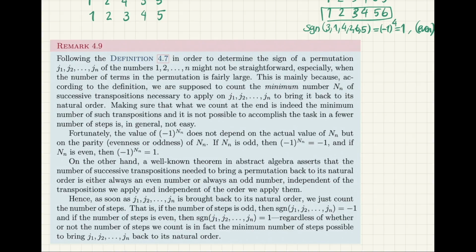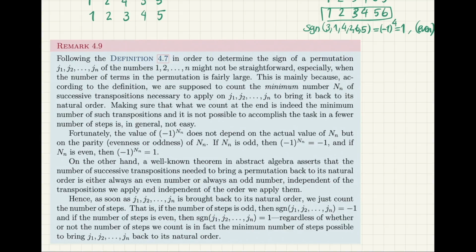So what is the benefit of this theorem? It's clear. As soon as you bring a permutation back to its natural order, you count the number of transpositions you applied. If it is odd, the sign of the permutation is -1. If it is even, the sign of the permutation is +1. And you don't need to be worried at all whether the number of transpositions that you count is indeed the minimum number of transpositions needed or not.